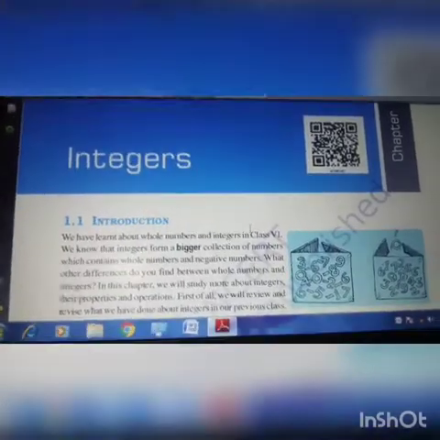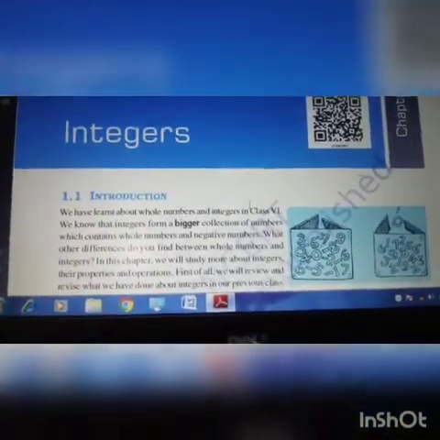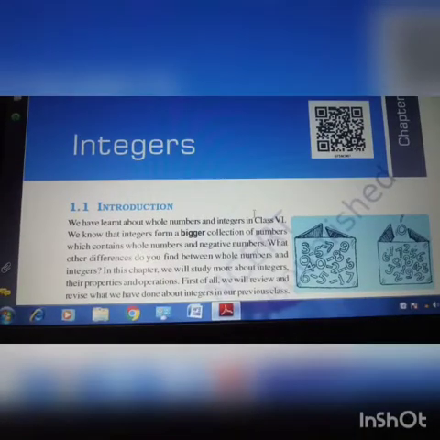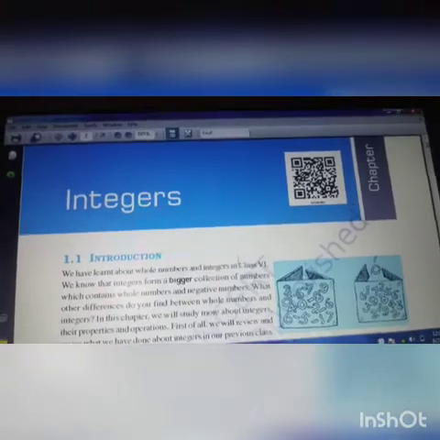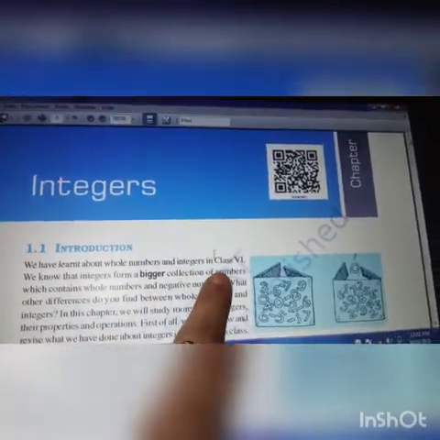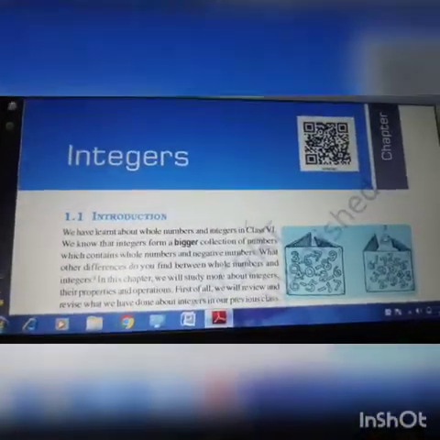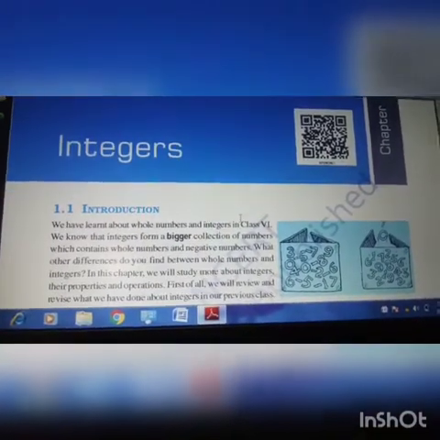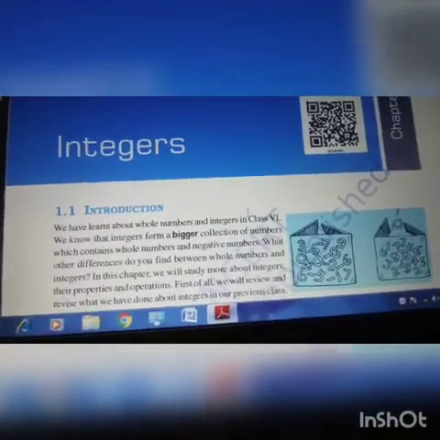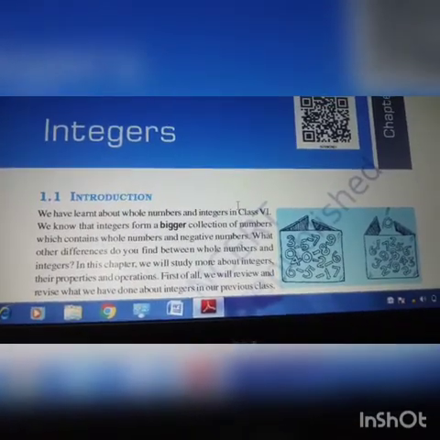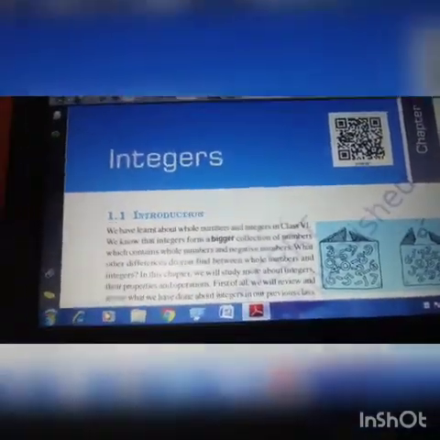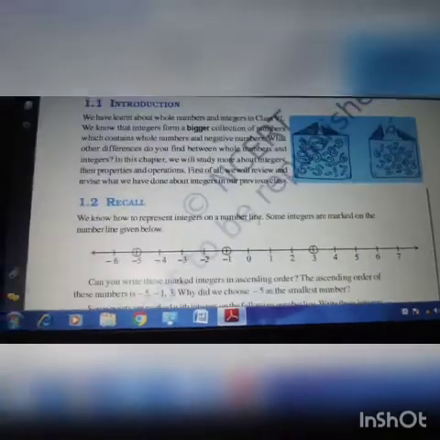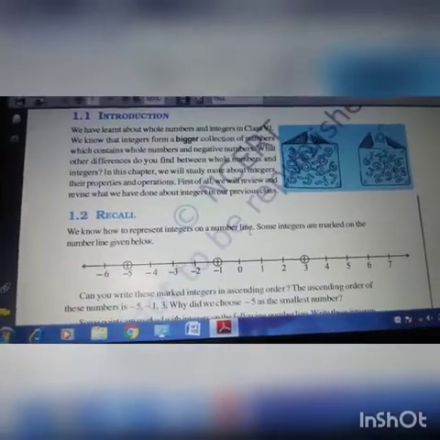Okay my dears, now what is meant by integers? Actually that is our chapter 1, right? So what is meant by integers? Integers is a bigger collection of whole numbers and the negative numbers. It is a bigger collection of what? It is whole numbers and the negative numbers. So it will have both a positive side as well as a negative side. So before going to the exercise problems, you should learn all those things.